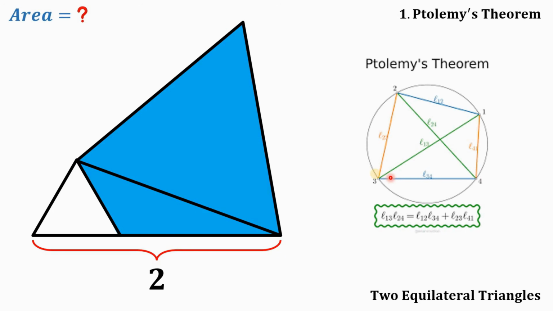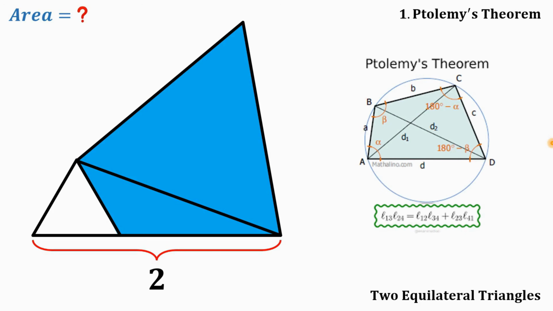Now in order to use Ptolemy's theorem, we need to make sure that this quadrilateral is inside our circle, or a cyclic quadrilateral. And Ptolemy's theorem states that the product of these two diagonals is equivalent to the sum of the products of its two opposite sides. And now, how do we know that a quadrilateral is a cyclic quadrilateral? That's very simple: if the sum of two opposite angles simply equals 180 degrees.